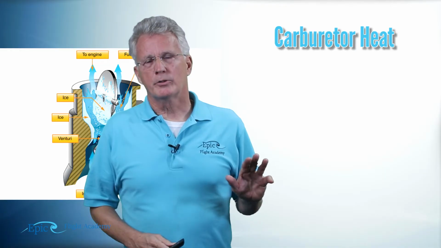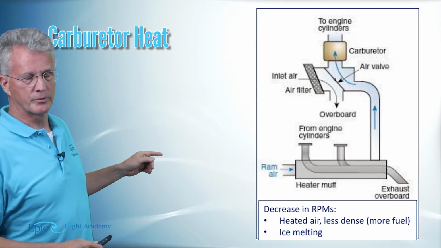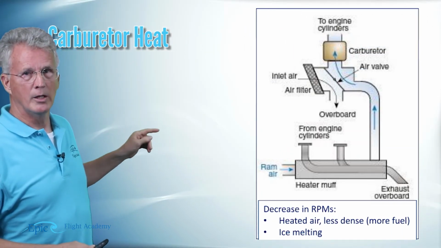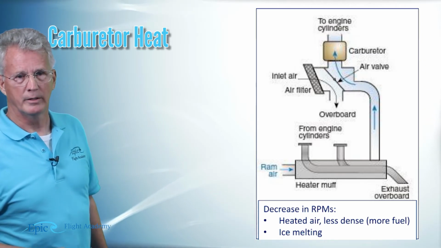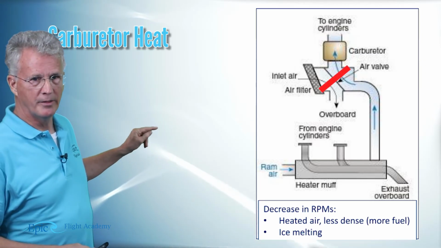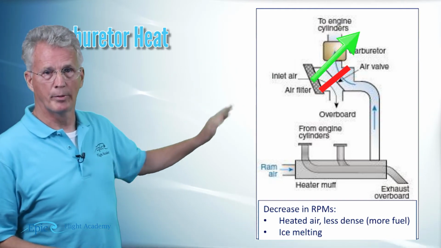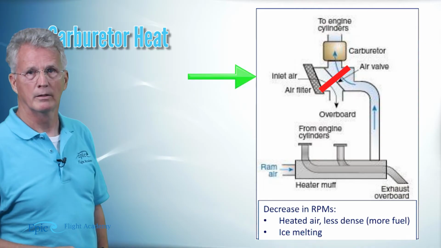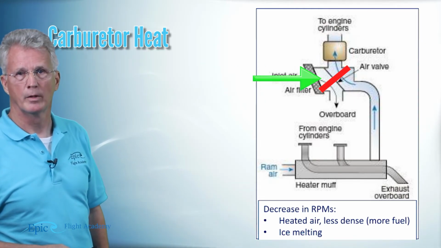If you can picture your air induction system from the side, it would look something like this. In normal operation, that air valve is open and the inlet air will come in and up toward that carburetor and off to your cylinders.